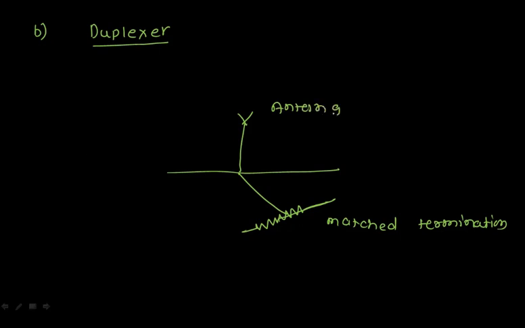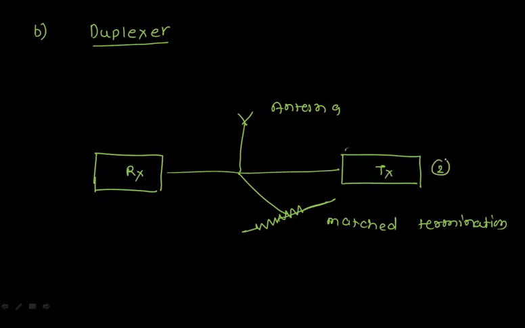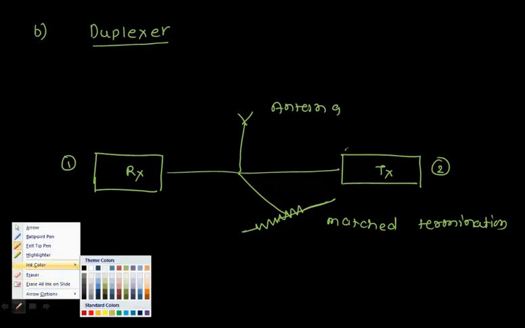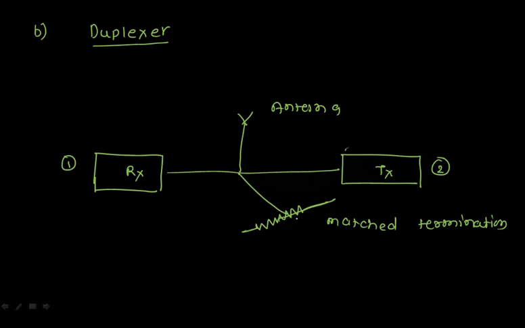I am connecting my receiver to port number 1. So this is my receiver. I am connecting my transmitter to port number 2. So this is my port number 2, this is my port number 1. This will be the antenna which I am using for both purposes, transmitting as well as receiving. Now what happens when I connect that antenna there?